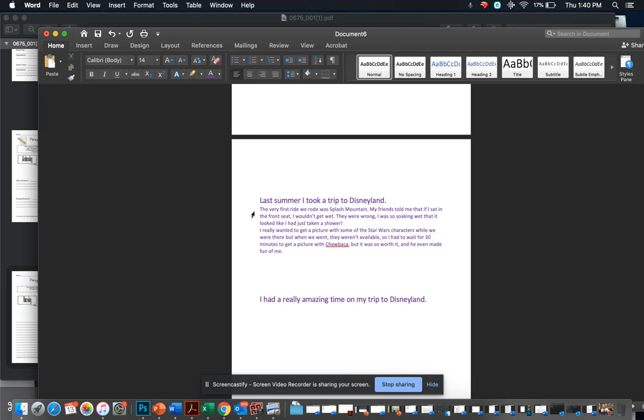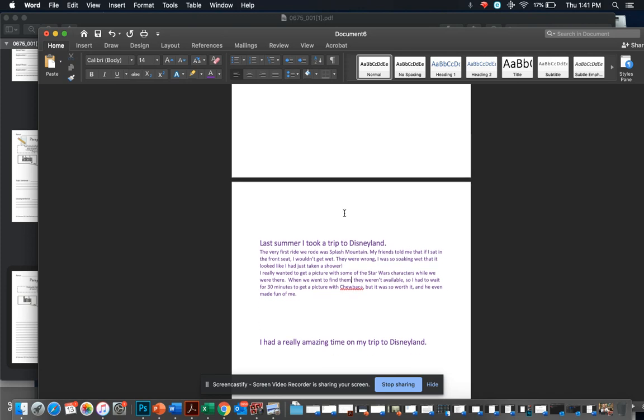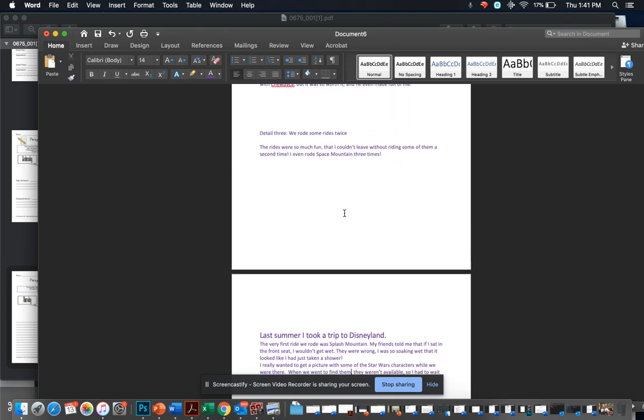And let's see, I think that should be a period. And then let's take out the but and just say when we went to find them, they weren't available. So I had to wait for 30 minutes to get a picture with Chewbacca, but it was so worth it, and he even made fun of me. Okay, detail number 2 is in place.